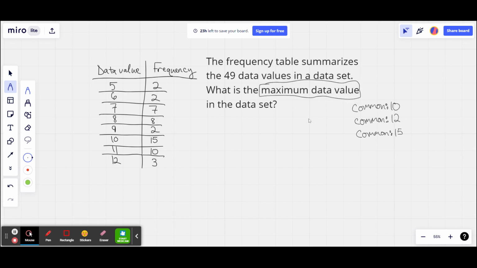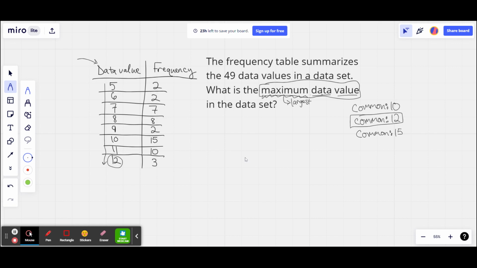So to keep this straightforward, and I'll explain more at the end for those who want to stick around, maximum will always mean the biggest one. And then it tells us very directly that we're looking for the largest data value. Well, it says data value right here. So which of these data values is the largest? Literally the largest on its own. Well, looking down this list of data values, we've got 5, 6, 7, 8, 9, 10, 11, 12. 12 looks pretty big. So the correct answer here is 12.